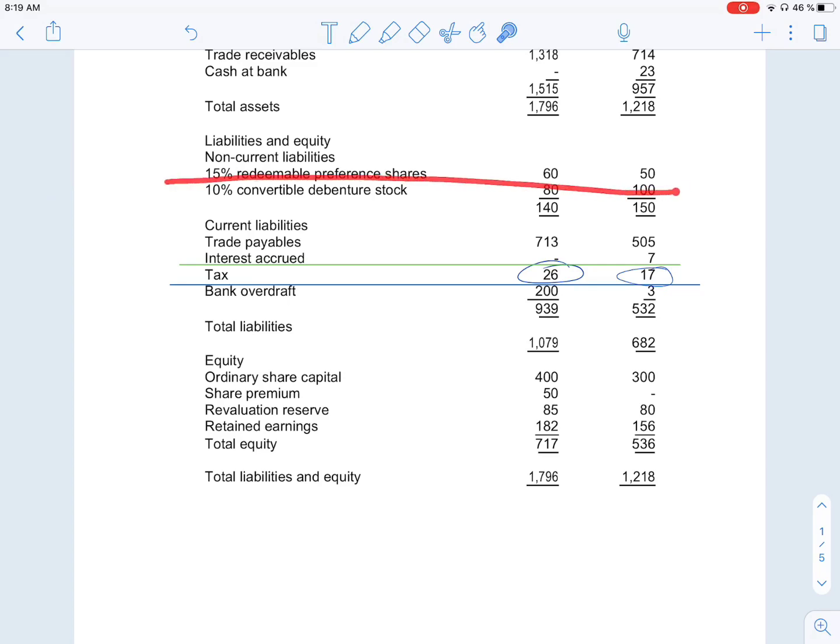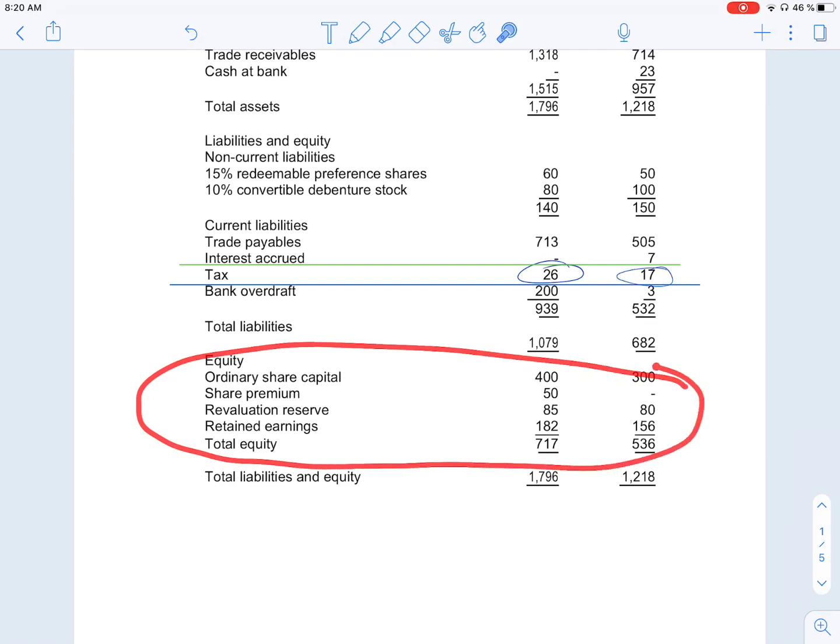Redeemable preference shares, which increased. That means that the company issued additional shares to the shareholders in the amount of 10,000. That leads to an increase in non-current liability. And convertible debenture stock was repaid. The company decreased long-term liability in respect of debentures by 20,000 pounds. So we have to consider that line, issue of preferred stock plus 10 in cash, repayment of debentures less 20 in cash.